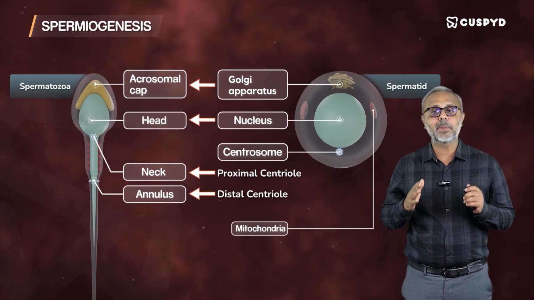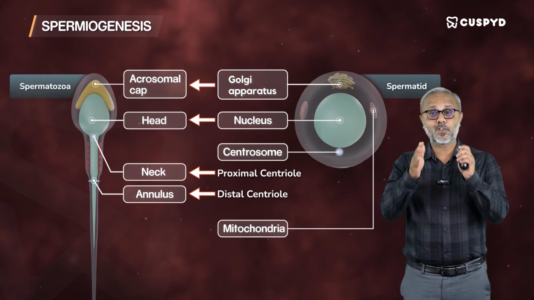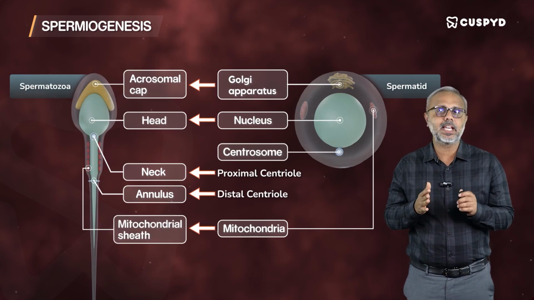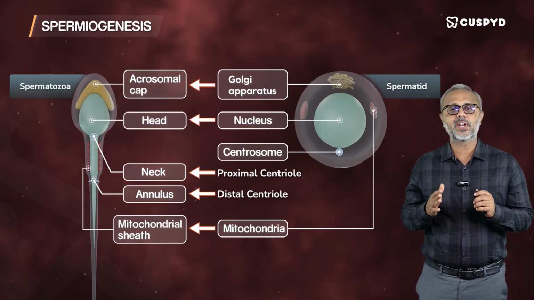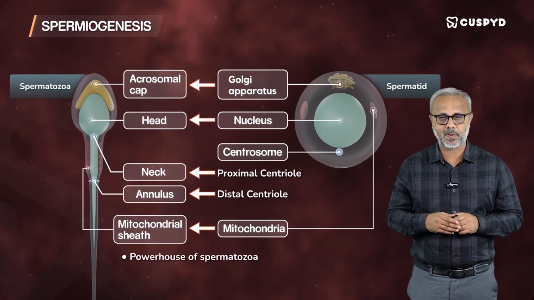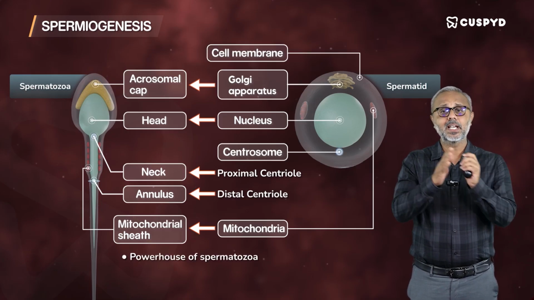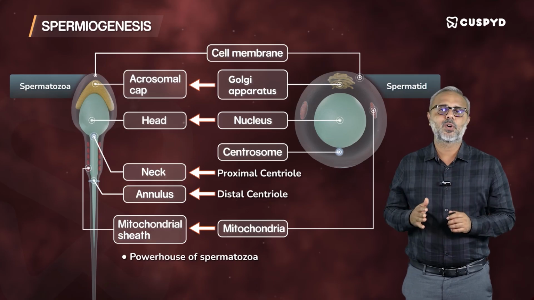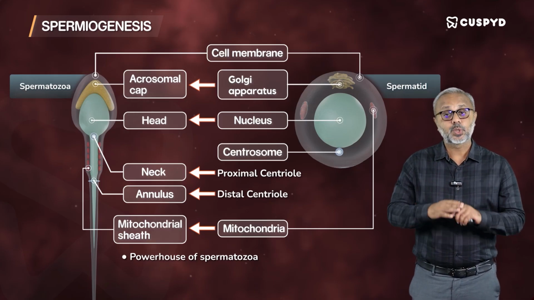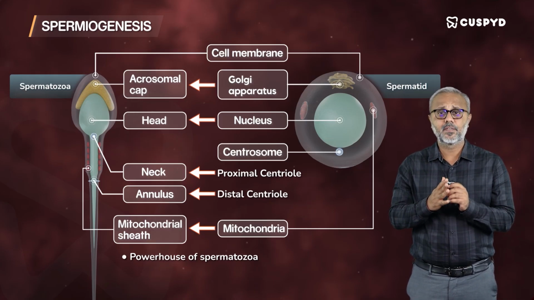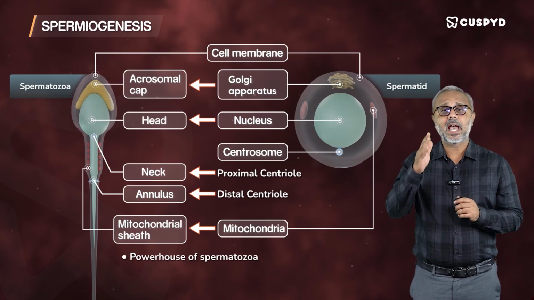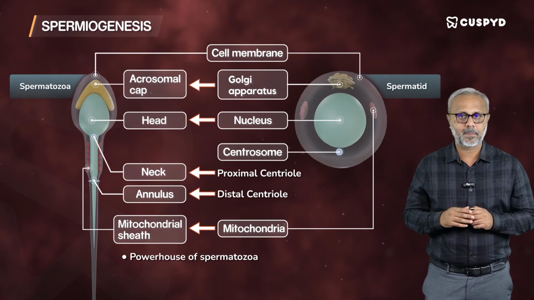Then we have the mitochondria. The mitochondria form a sheath in the tail of the spermatozoa, generating power for spermatozoa. The cell membrane of the spermatid is retained as the cell membrane of the spermatozoa. So these are a few changes which result in the formation of an elongated spermatozoa.